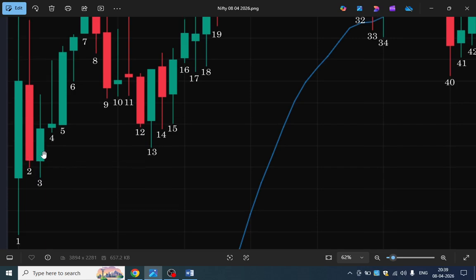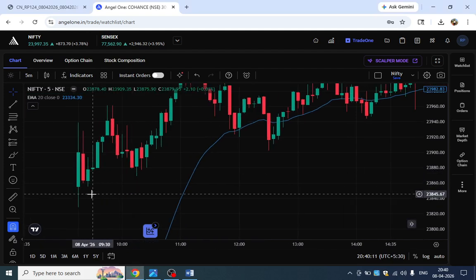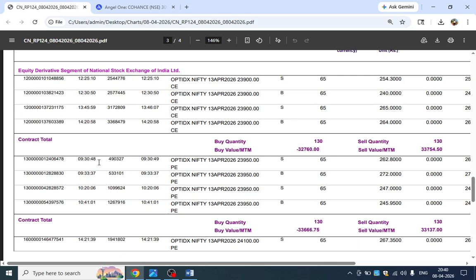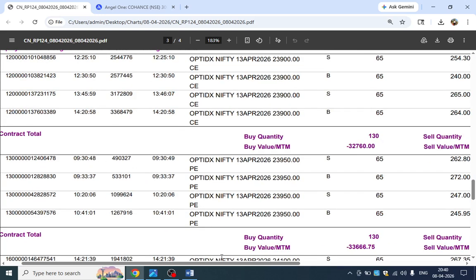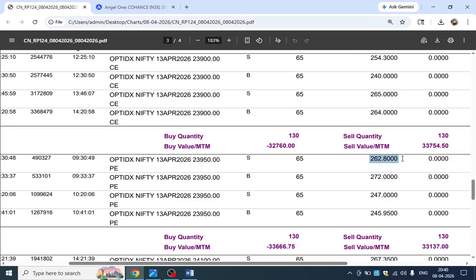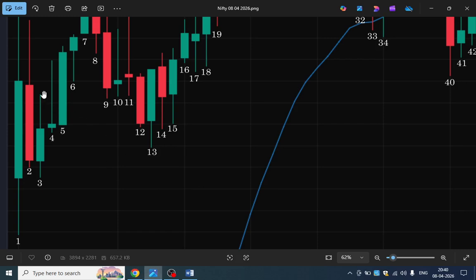So considering this, I took a trade, considering that once the bar high gets hit, I will enter. I will let you know what the time was. It was around this bar, I got in at 9:30. This is my contract note, and I shorted one PE at 262.8 rupees. So I entered at this price.